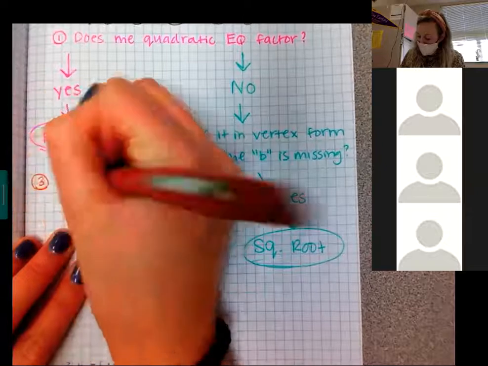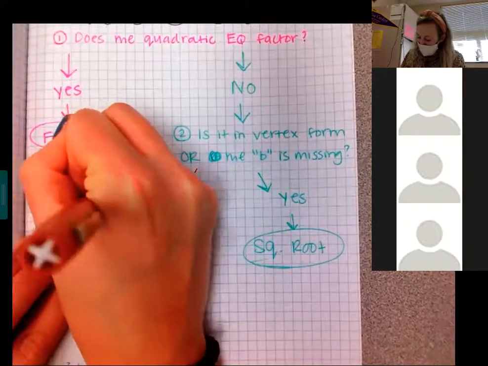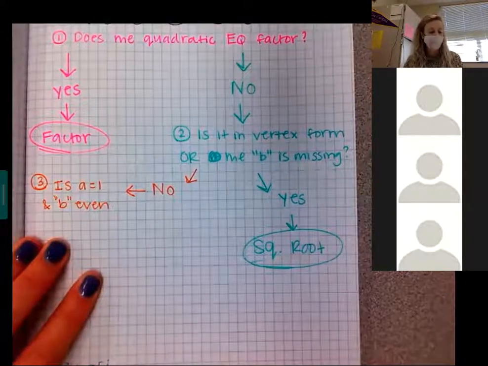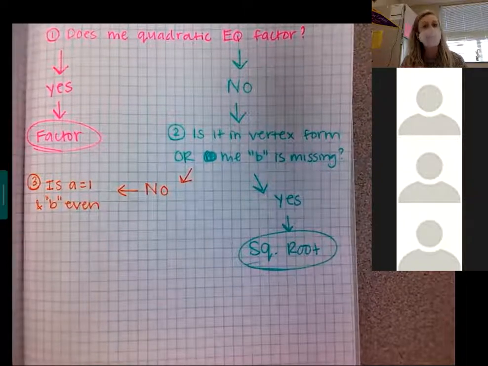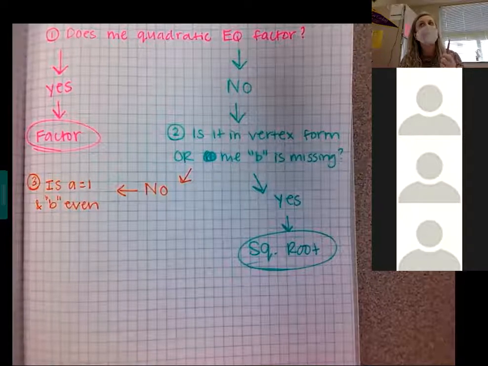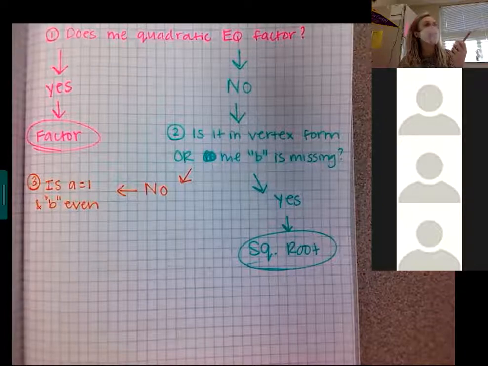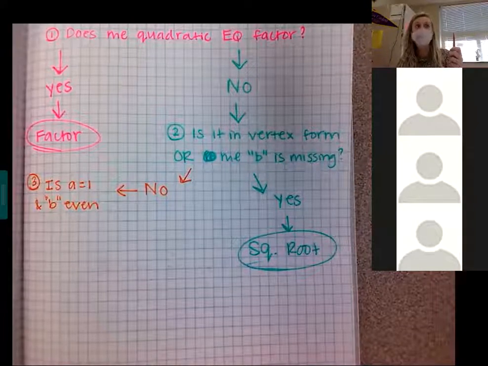Is A equal to 1 and B even? I want to stop there for a second so we can talk about it. Do you guys remember the problem? It was on the lab on Monday, and it was 9x squared plus 17x, and a bunch of y'all tried to complete the square. 9 doesn't go into 17, right? So I told you don't complete the square. You got to get some crazy decimals and fractions.